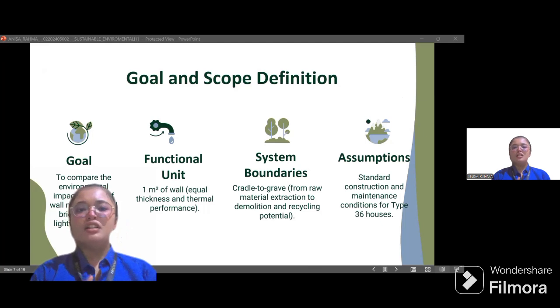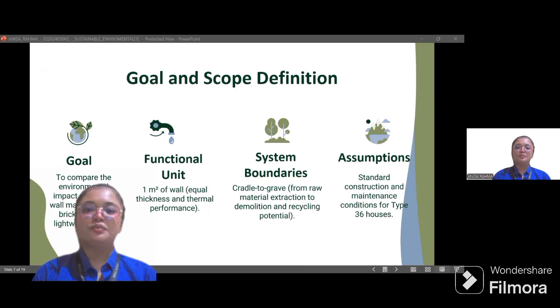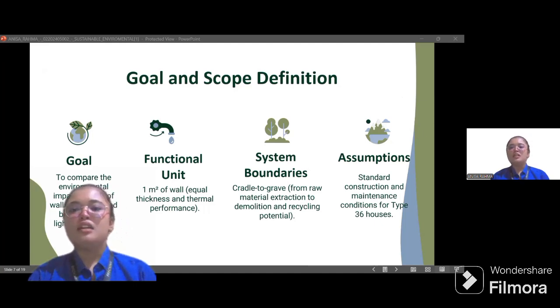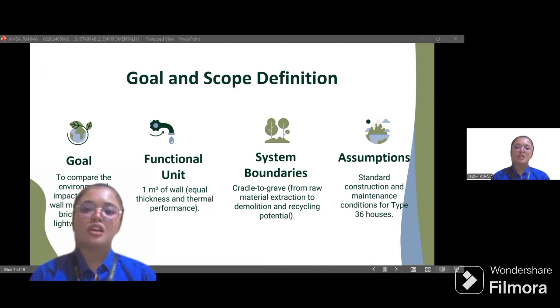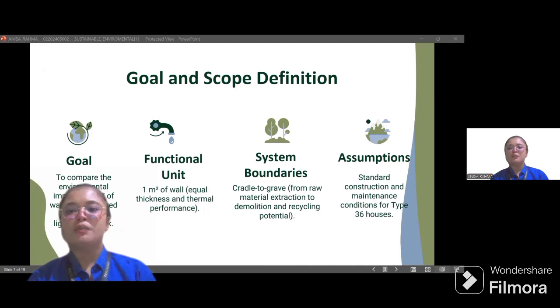We focus on a wall with an area of 1 square meter, where we will measure various environmental parameters throughout the material life cycle, such as greenhouse gas emission, energy consumption, water use, and waste generation. This comparison is crucial because both materials have very different characteristics, especially in terms of production process and material use.